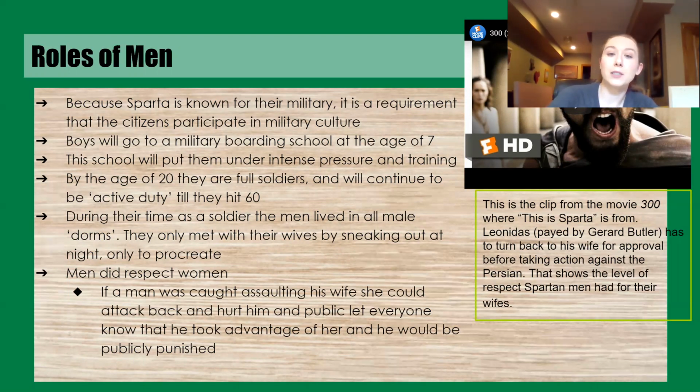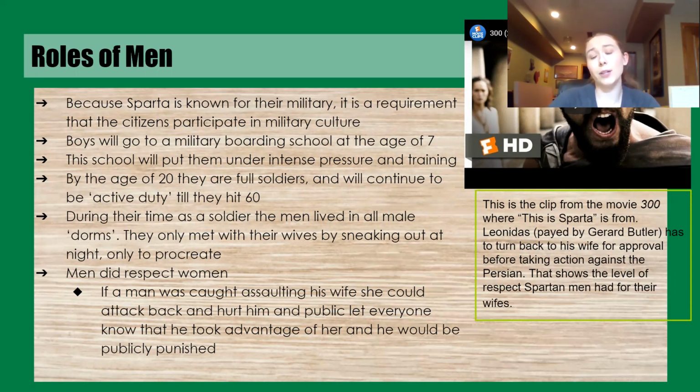But during their time of being a soldier, they are going to live in dorms, kind of like college style or maybe a fraternity house, an all-guy housing area. There's no women in sight, okay? The only time they ever get to really meet with their wives is when they sneak out at night. And the only reason why a Spartan male would ever meet up with his wife is to procreate. That's it. There's no romantic involvement in really part of their relationship.